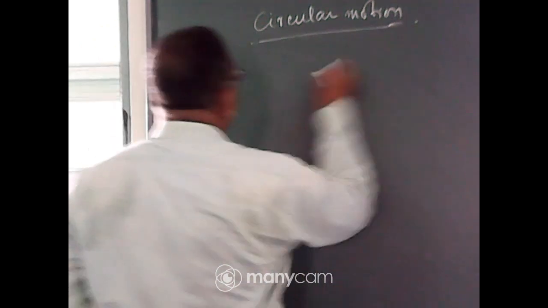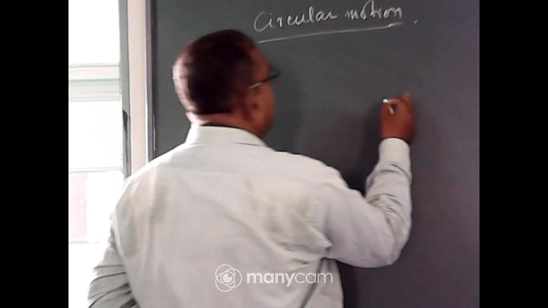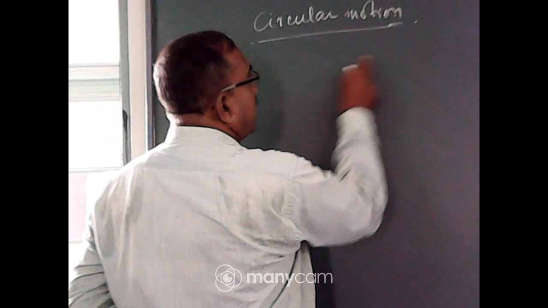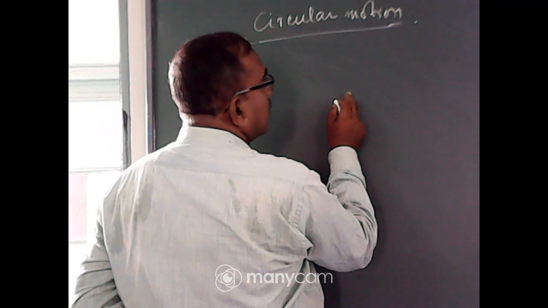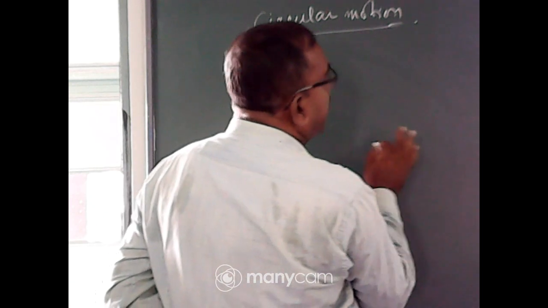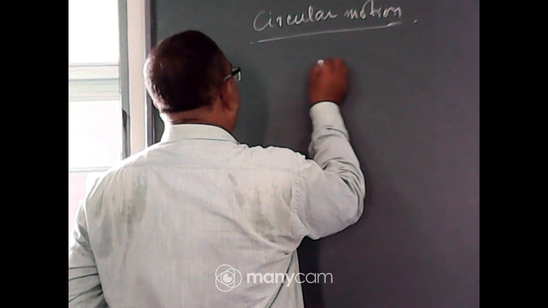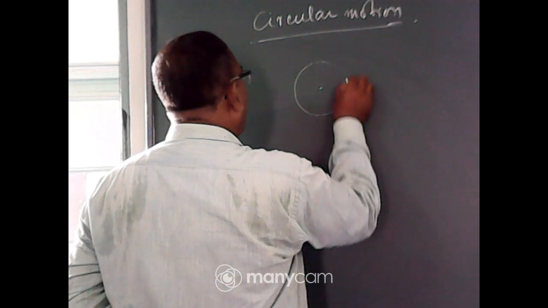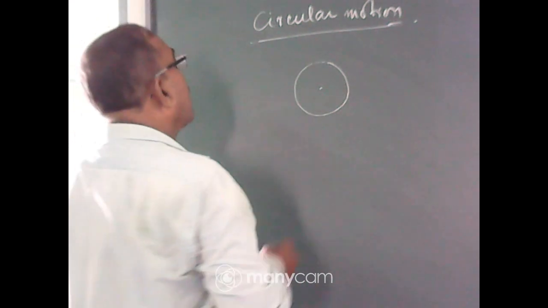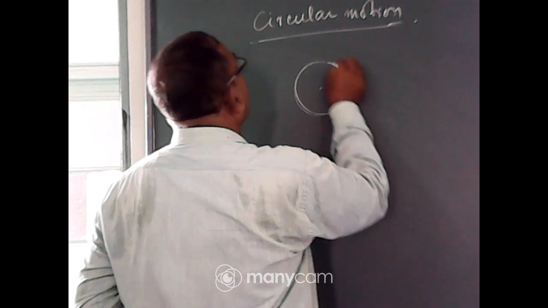Circular motion, you know it. There are so many types of motion: linear motion, circular motion, periodic motion, simple harmonic motion, rotational motion. But circular motion means that from a fixed point the distance of the particle is always the same. The shape of this locus will be a circle, that is the circular motion.